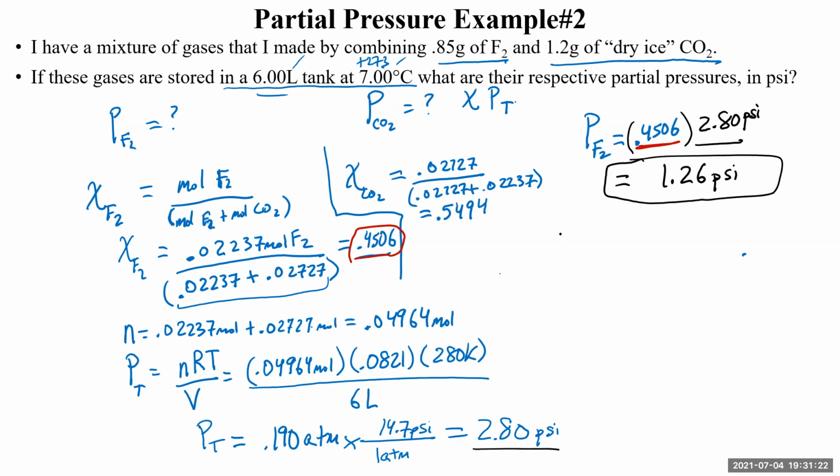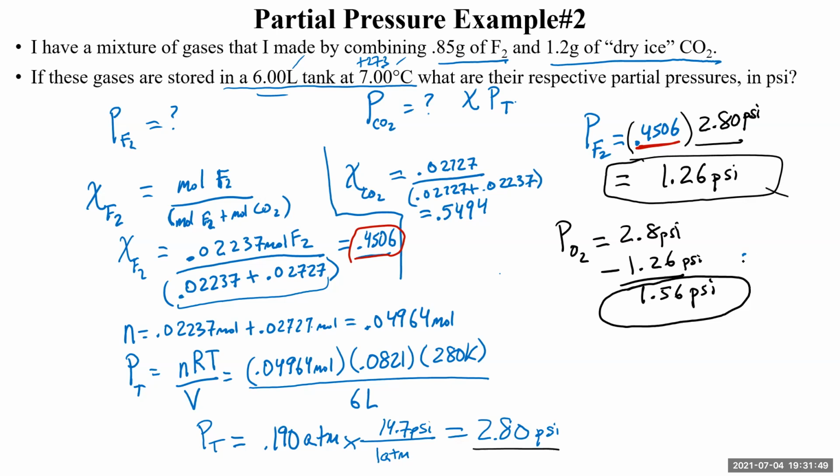We can do the other one, we can figure out the partial pressure of the second gas in one of 2 ways. We know that these are the only 2 gases. So technically 2.8 PSI minus 1.26, don't worry about the sig figs right now, let's just get this problem, is going to be 1.56 PSI. That's going to be our partial pressure of the second gas. We know they have to add up to the total pressure. Therefore, if I simply subtract fluorine's partial pressure from the total pressure, I should get the other gas's partial pressure.